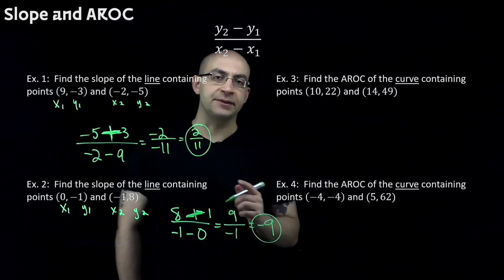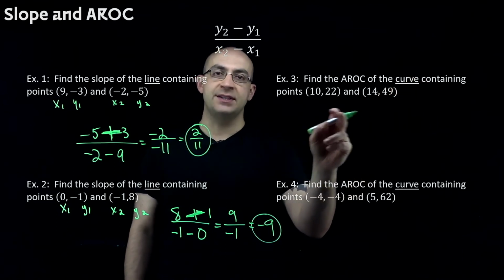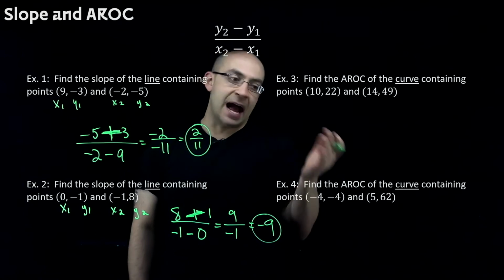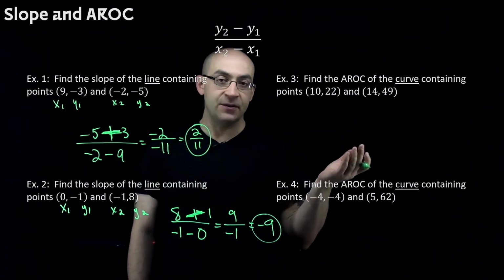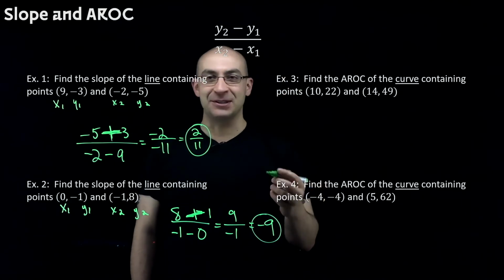Example 3 and 4 are a little different though. Find the AROC of the curve containing points (10, 22) and (14, 49). Now, it's AROC, it's average rate of change, and I said specifically curve. Does it matter? No, not at all. I'm still using the slope formula.